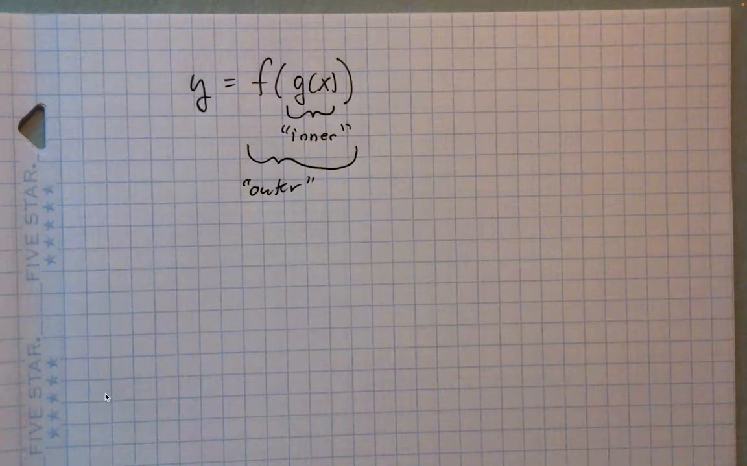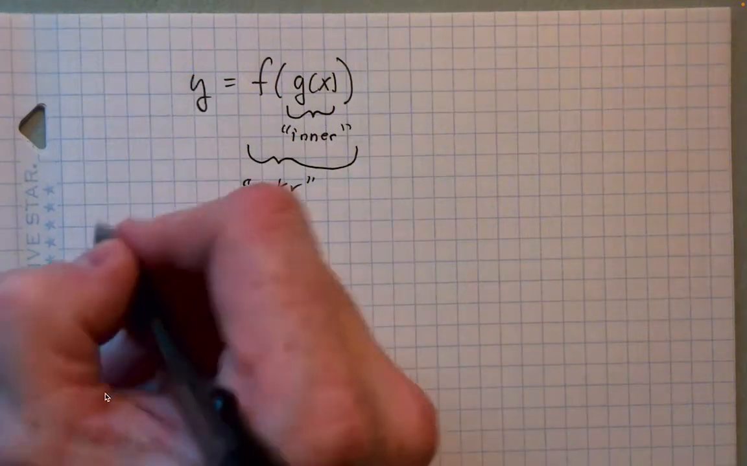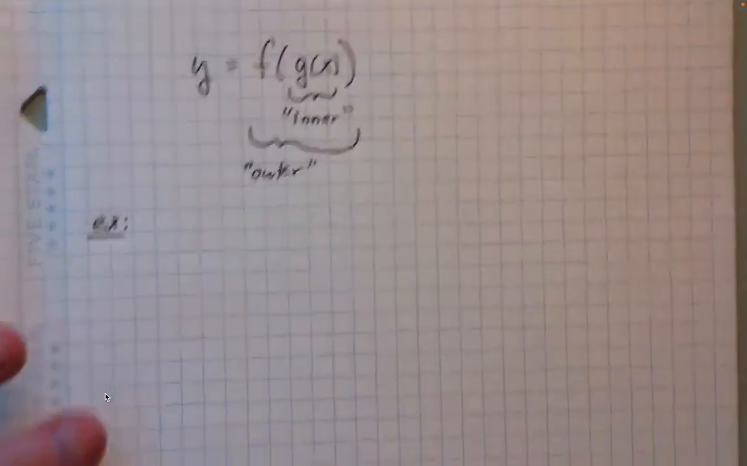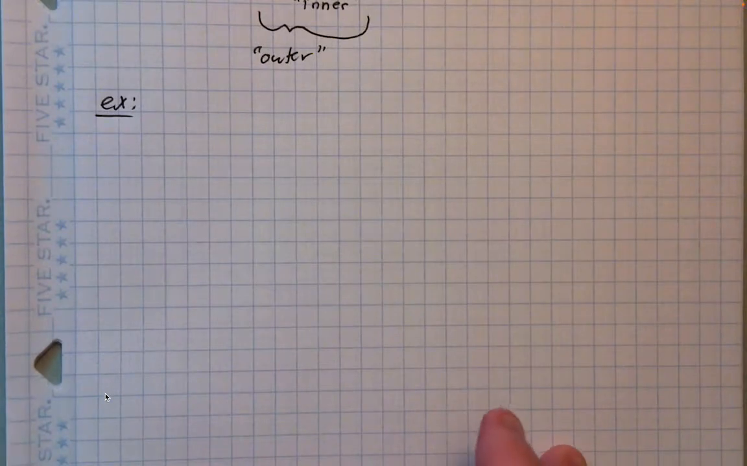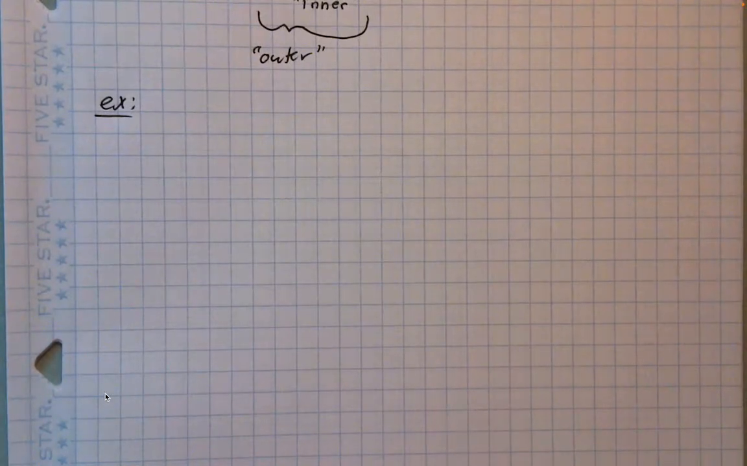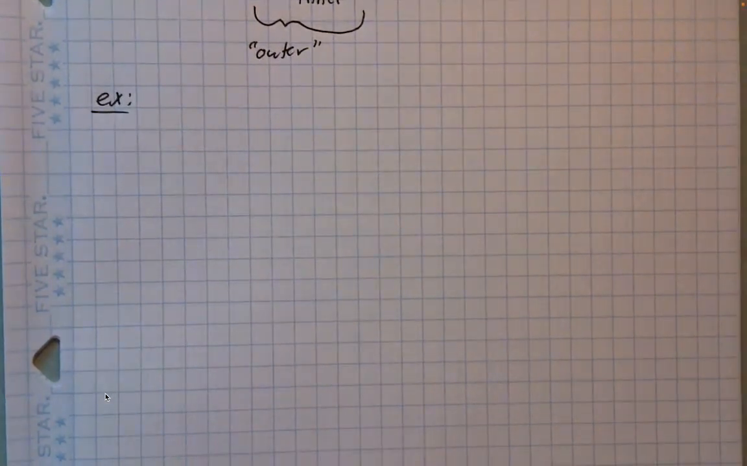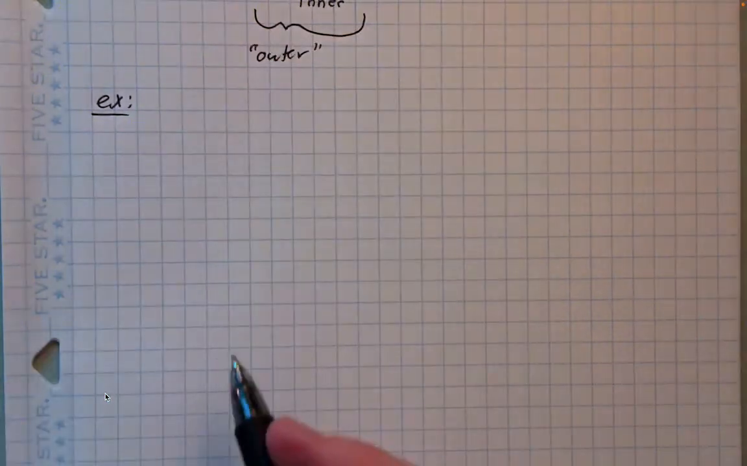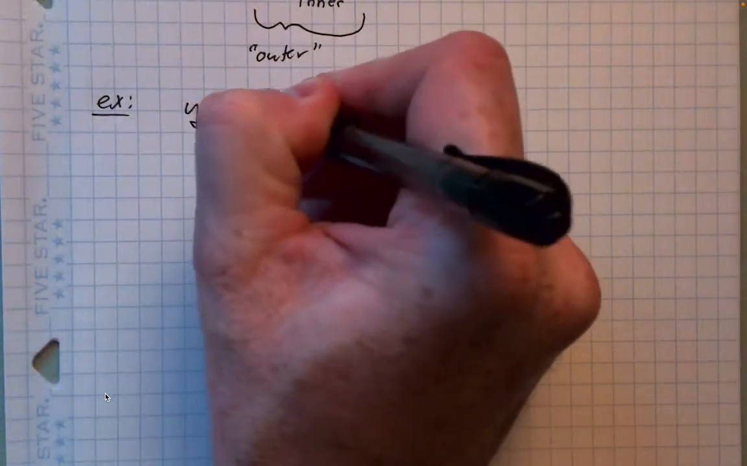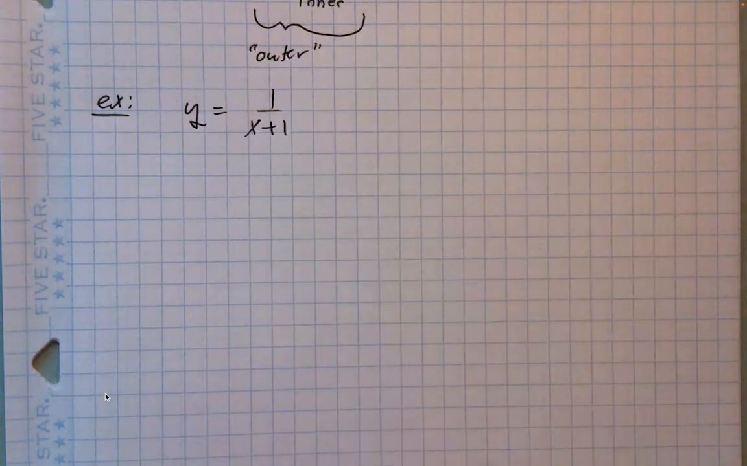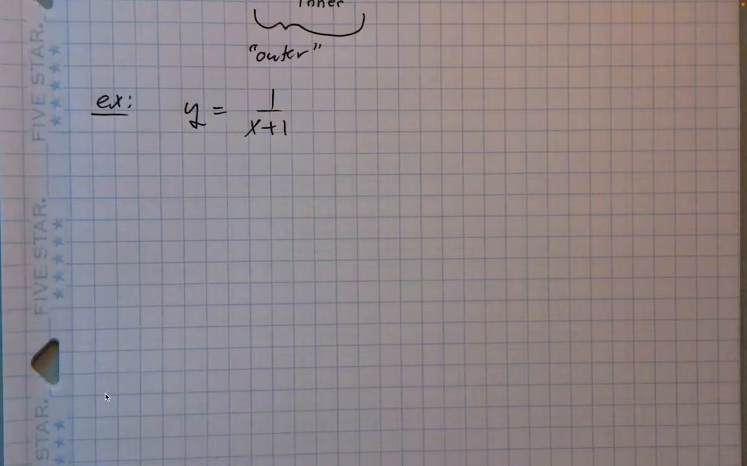This inner part, outer part is what drives the chain rule. You have to be able to identify these two parts of a composite function in order to even apply the chain rule. So let's do an example where our focus will be not on calculating a derivative, but just on identifying the two parts. Let's do a couple of examples. Let's start with this one, y equals 1 over x plus 1. We want to find the inner and the outer parts of this function.